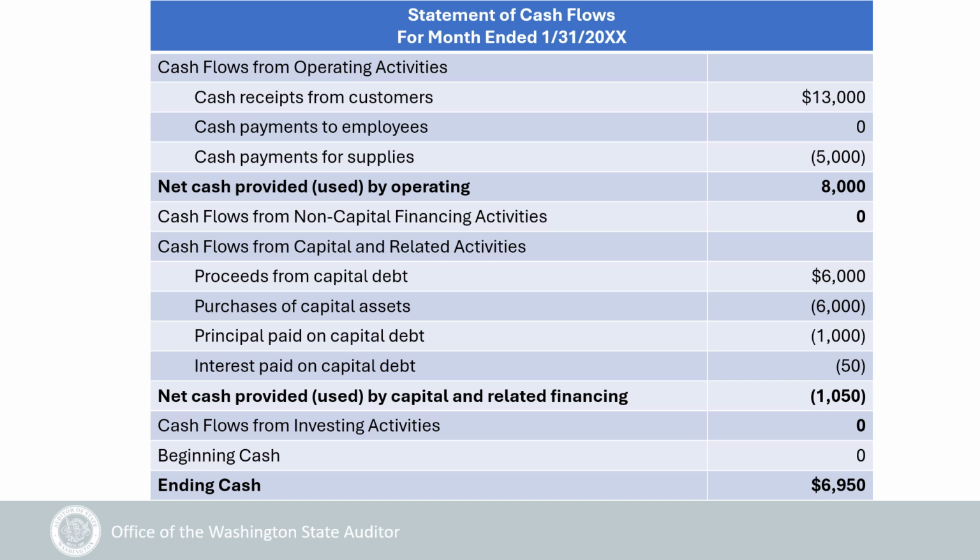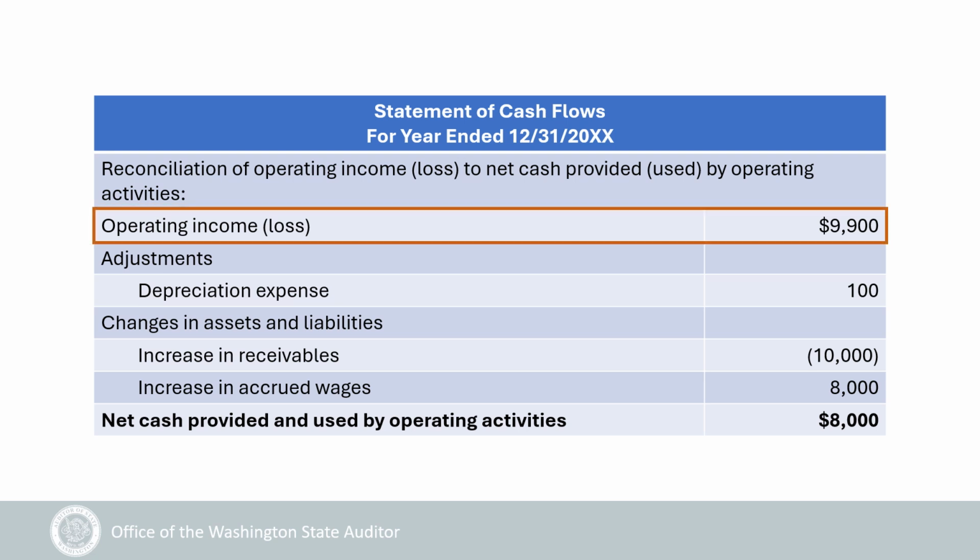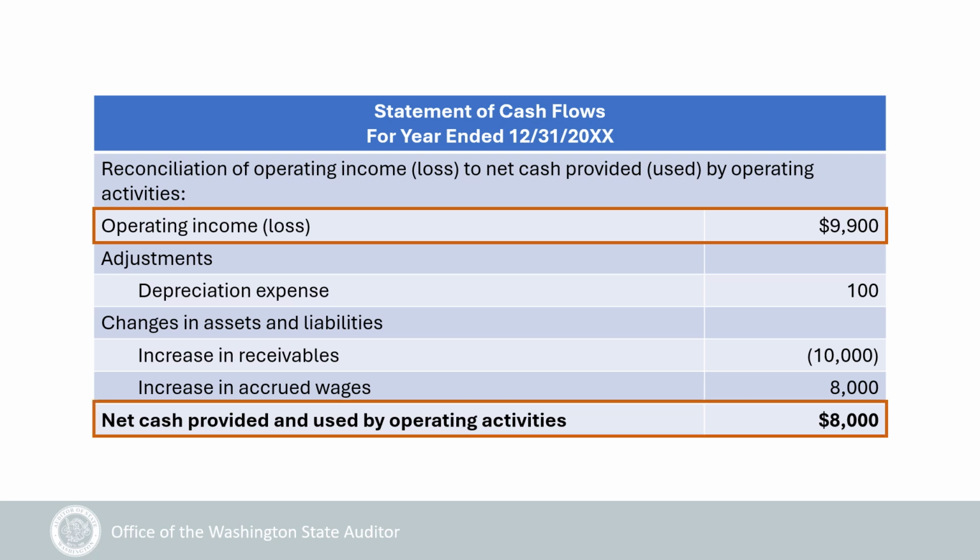We aren't quite done yet though. Now we need to reconcile the cash flows from operating activities to our net income and loss reported on the income statement. In this reconciliation, we're starting with the operating income or loss from the income statement, which is $9,900 in this example. And our goal is to reconcile this amount to the net cash provided and used by the operating activities from that first part of our statement of cash flows.